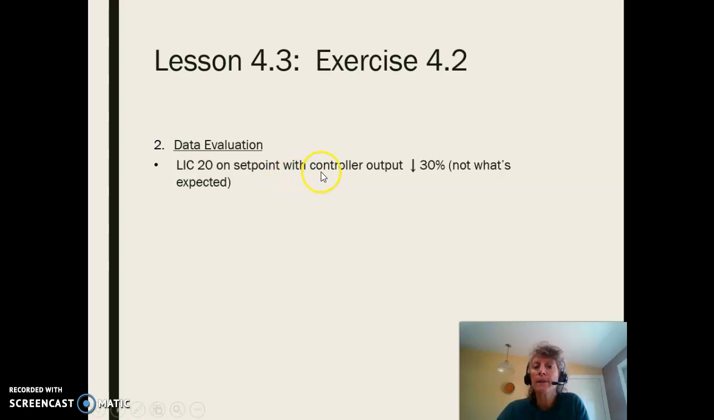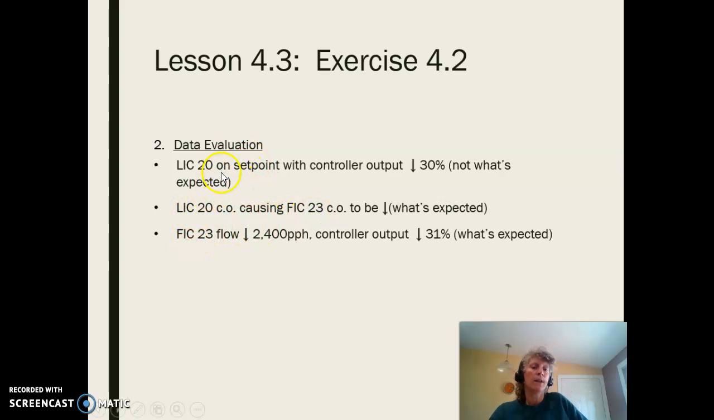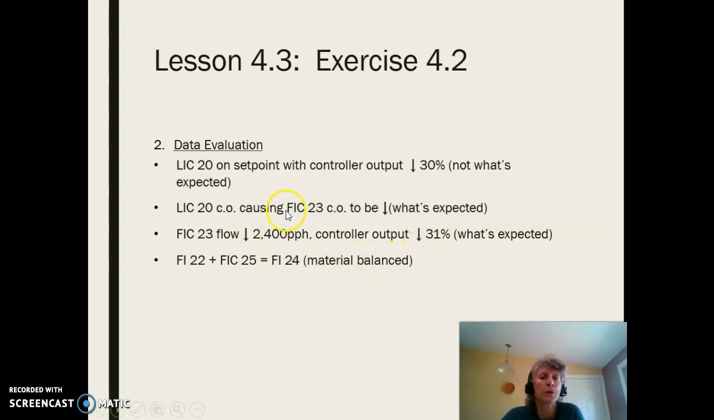LIC 20 is on the set point, but the output is down, so we don't expect that. The LIC 20 controller output sets the set point of FIC 23, the boiler feed water controller, and that goes down, so that is normal. So even though the level controller isn't normal, the flow controller that's cascaded off the level controller is normal. FIC 23, that flow is down, and the controller output's down. That is expected, which is what we just talked about.